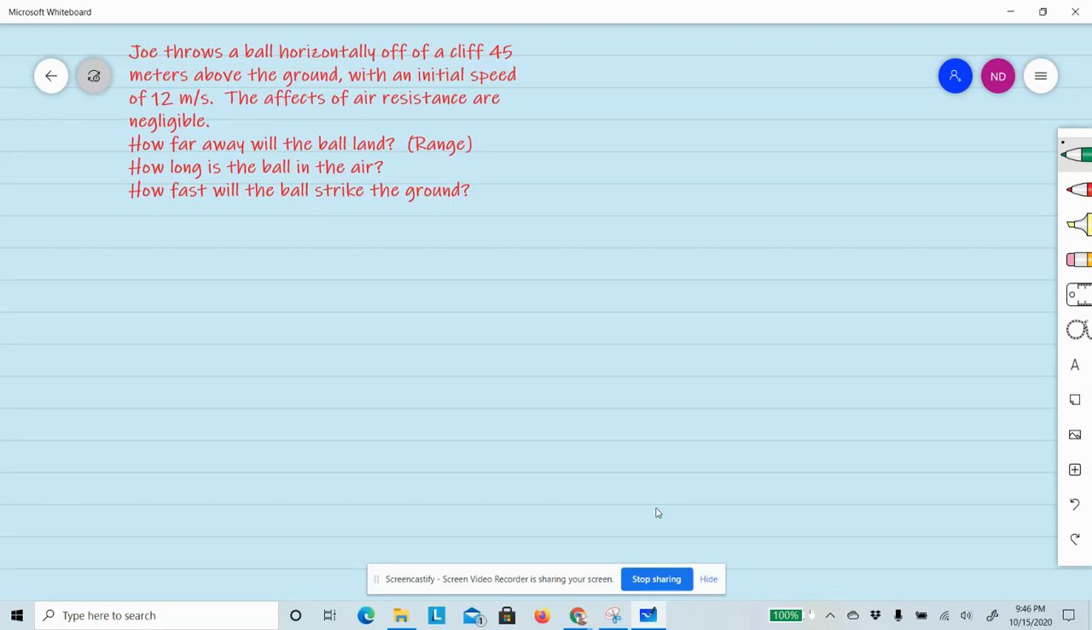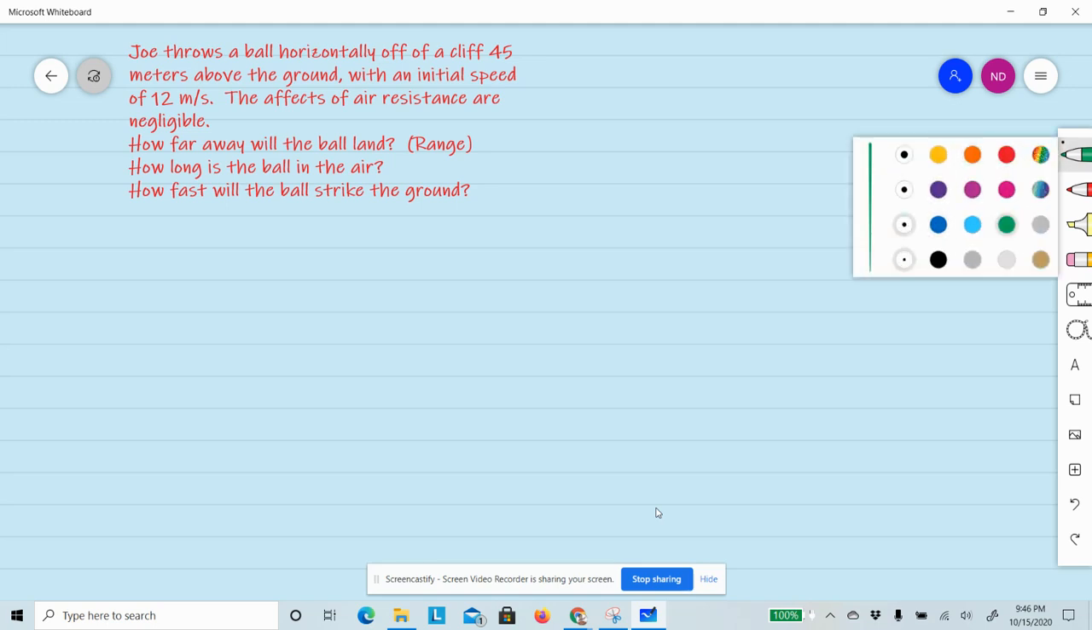Okay, guys, here we go. We're going to go through a horizontally thrown projectile problem. Pretty simple problem here. But as always, with all of our problems, the first thing to do is to draw a picture. So here we've got a student, Joe, who is going to throw a ball off a cliff horizontally. The cliff is 45 meters high.